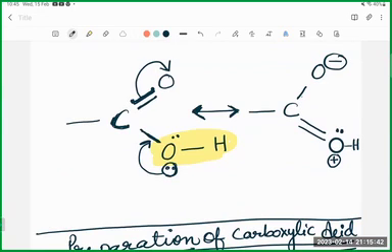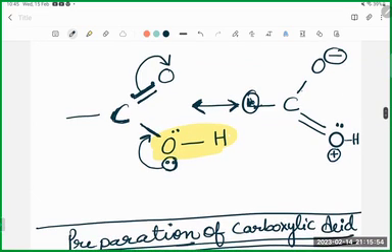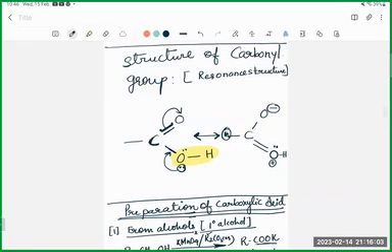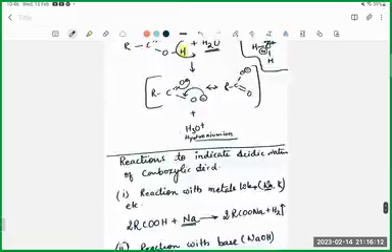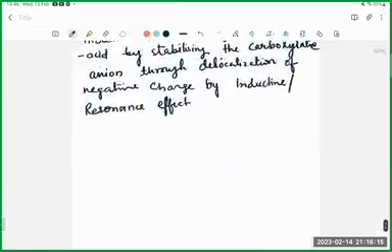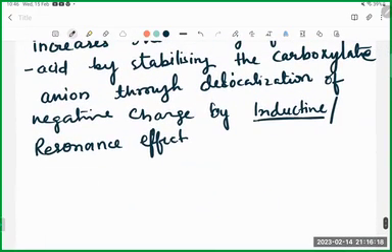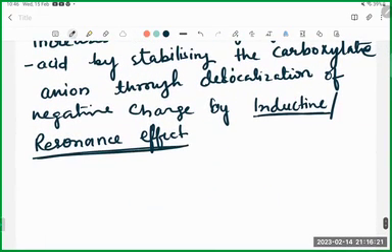So when EWG group is present, suppose here we have nitro group present, so nitro group will withdraw the electron. And when it withdraws the electron, the carboxylate anion will be delocalizing, fulfilling the electron gap, and that will be delocalized throughout the structure. That is the reason it is stabilized by the resonance structure. So this effect we call inductive effect, or you can call it a resonance effect. Inductive means minus I effect, and resonance means minus R resonance effect. Is this clear?